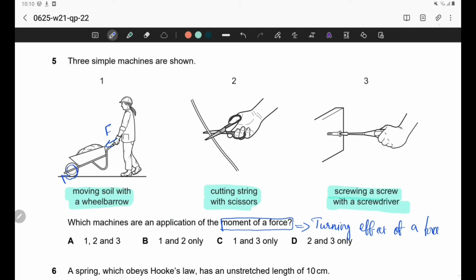Let's look at the second option. When there is a force applied, the scissor is turning. So scissor is also an example of the turning effect of moment. And the third machine is the screwdriver, and we know that when he applies a force, the screw turns. So again there is a turning effect when a force is applied. So all the given machines are an application of moment of force. Therefore the correct answer is option A, 1, 2 and 3.